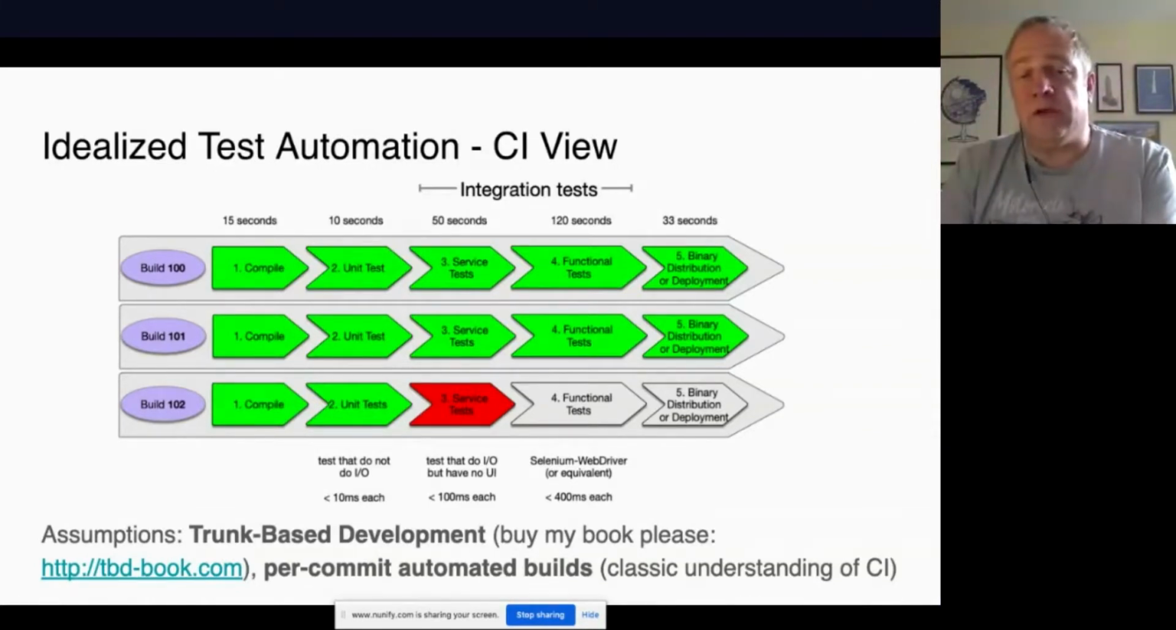Now, in these three that I have here, we're implying that build 100 and build 101 went all the way through perfectly. There's some time spans across the top there. Maybe your builds are faster, maybe your builds are slower. If you're in a large legacy bank, your builds are probably a lot slower for each of those steps. Build 102 failed at the service test phase, which is why that's red. And if it fails there, it doesn't go on to do functional tests. Each of those is a gate in a build pipeline, and it certainly didn't do a binary distribution or deployment.